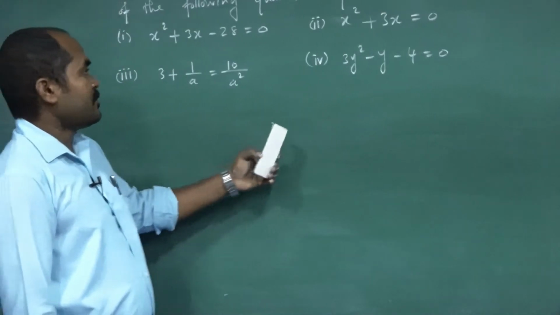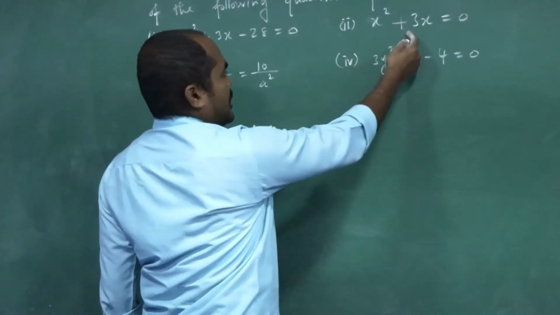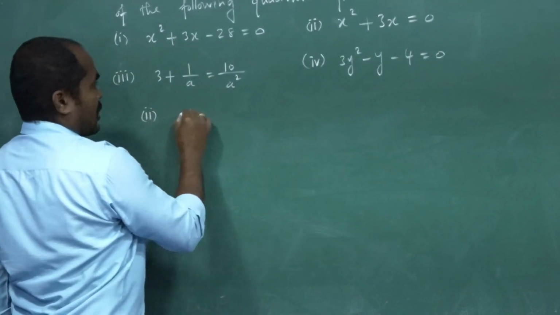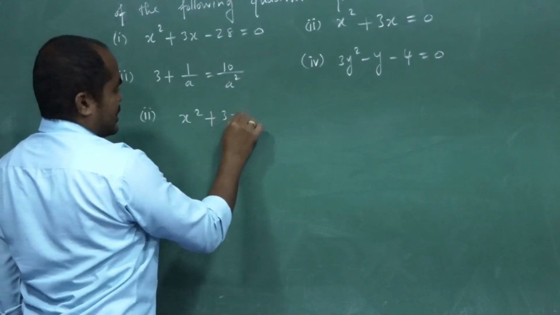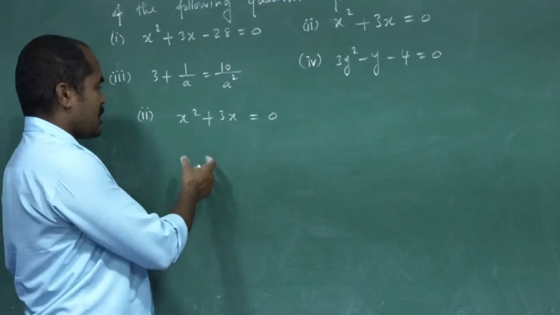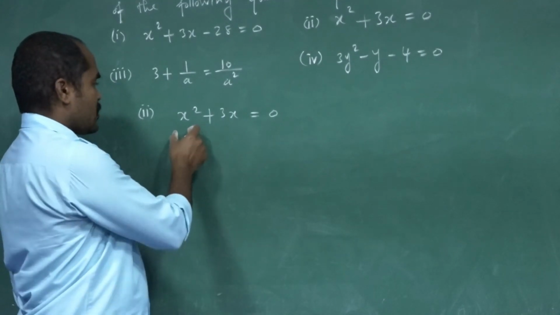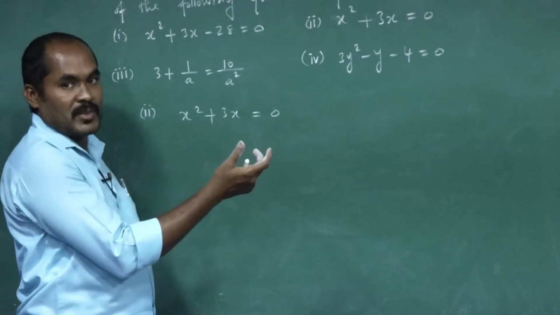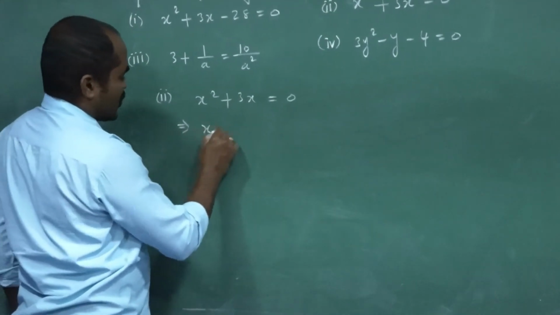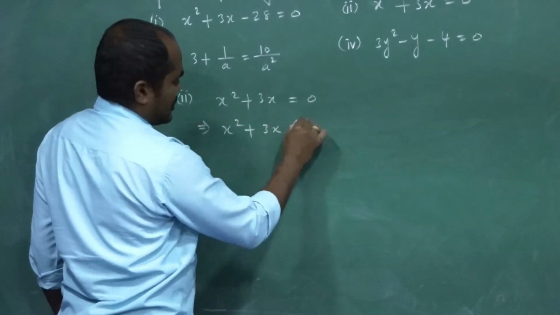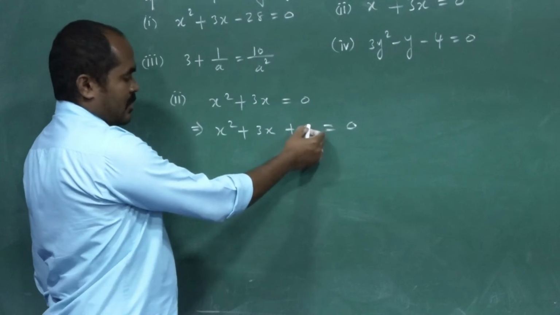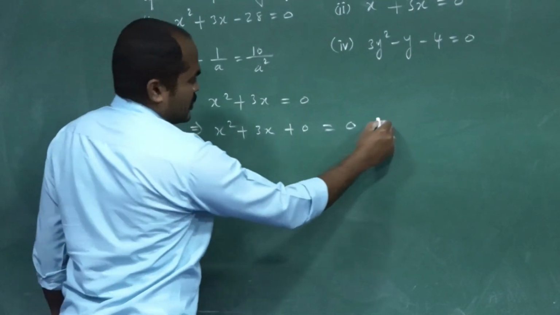Second, x² + 3x = 0. This is also a quadratic equation because the highest degree is 2. It is not in the form ax² + bx + c because the constant term is missing. So this implies x² + 3x + 0 = 0. Instead of the constant term, write 0 here.